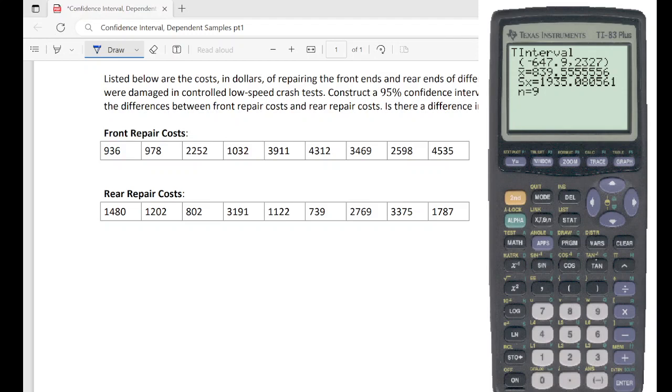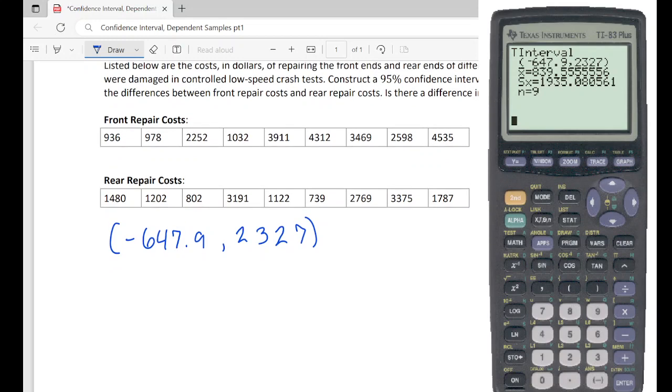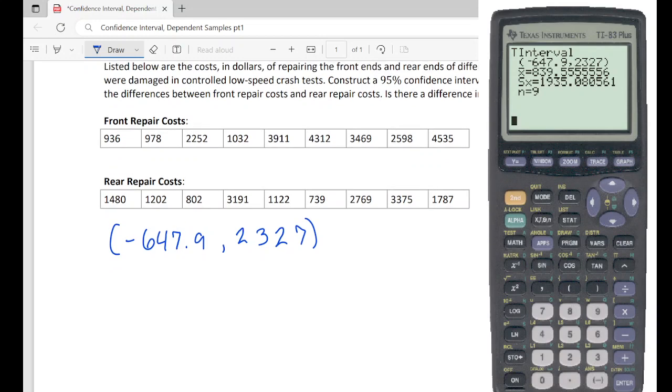So our confidence interval is going to be negative $647.90 up to $2,327. Now we have our confidence interval, and we need to answer the question.